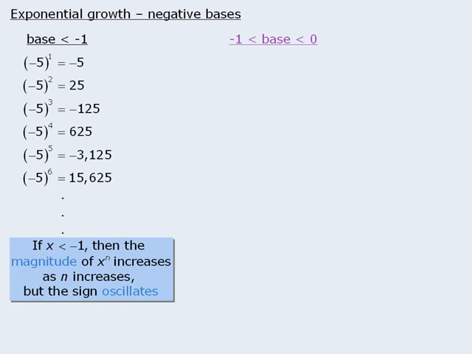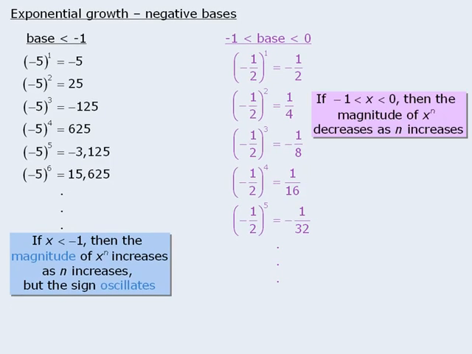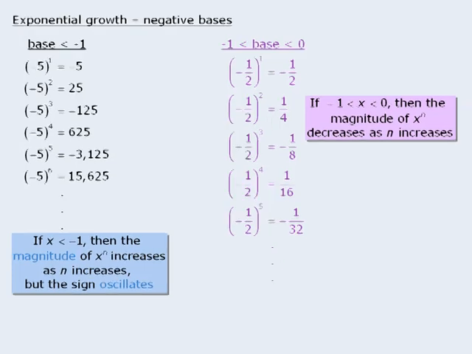Okay, now let's see what happens when the base is between -1 and 0. For example, when we let the base equal -1/2 and then evaluate these expressions, we get the following. Once again, notice how the expressions evaluate to be positive or negative depending on whether the exponent is even or odd. Also notice that the magnitude of each expression decreases as the value of n increases. So we can say that if x is between -1 and 0, then the magnitude of x to the power of n decreases as the value of n increases.